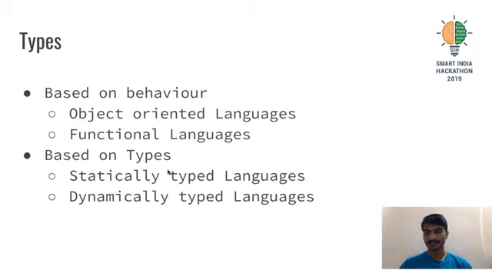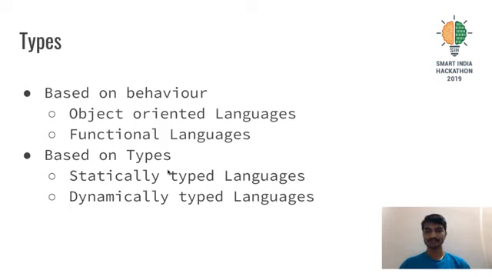Languages we can separate into two different categories, as given here. One is based on behavior and the next one is based on types. Based on behavior, we can separate the languages into object-oriented languages and functional languages. And based on types, we can segregate them into statically typed languages and dynamically typed languages. Actually, an object-oriented language can be statically or dynamically typed, and the same thing applies to functional also.